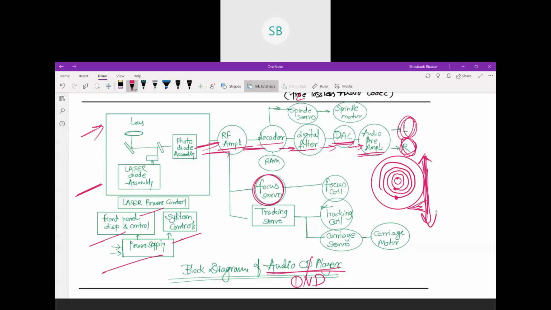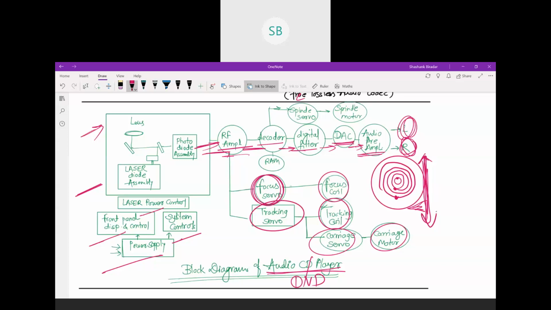The focusing servo is to focus on the track, and the related assembly is associated with that one, and then the carriage servo is there to open and close the drive for the CD. This is a very basic, simple diagram in which you have to narrate the optical assembly, then the front panel assembly, how you convert your digital audio data into analog audio data, and what the various servos associated with it are. That you have to focus on in this diagram. Okay, understood? This diagram is very simple.